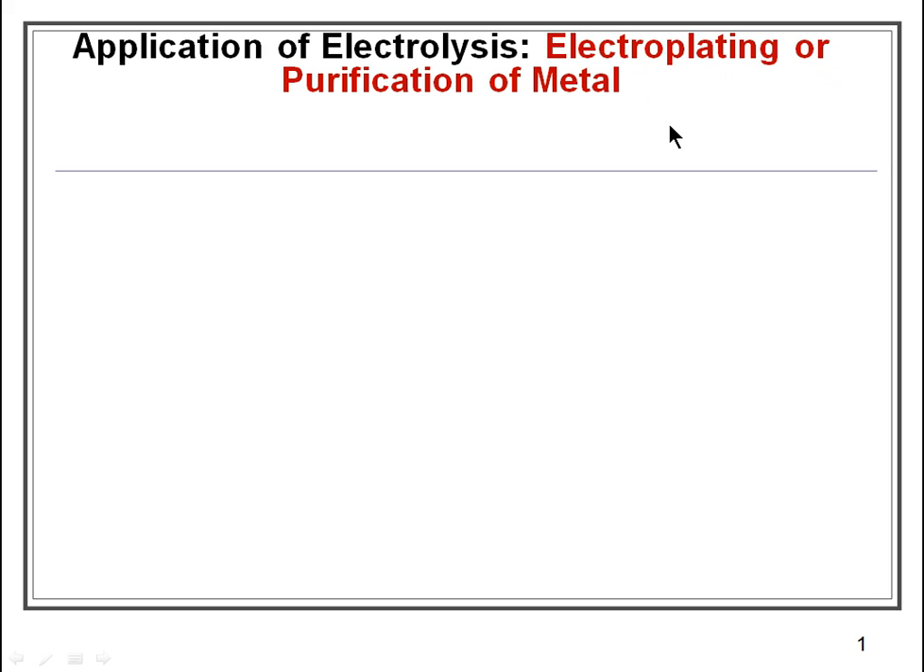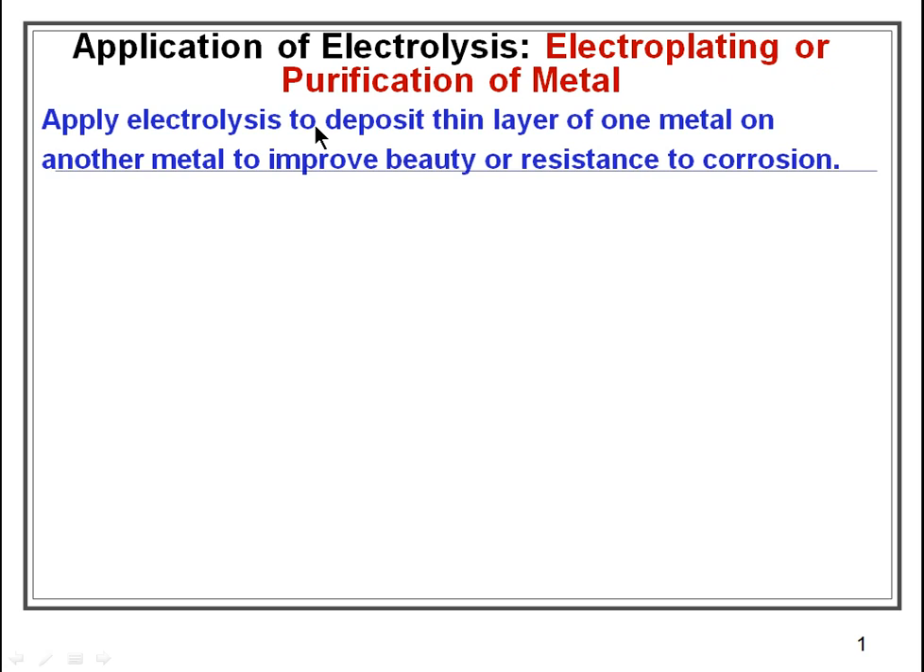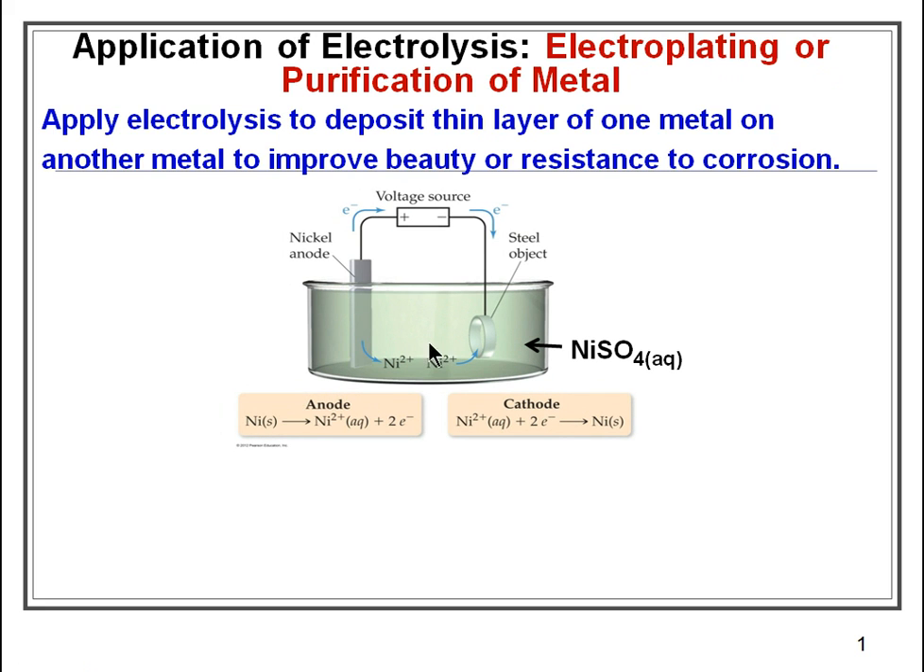So basically we can apply the electrolysis method to deposit a thin layer of one metal on another metal, and that is used to improve the beauty or resistance to corrosion. For example, silver is coated on steel spoons, or zinc is coated on iron to resist corrosion. And here we will see the example of nickel coating on a steel object.